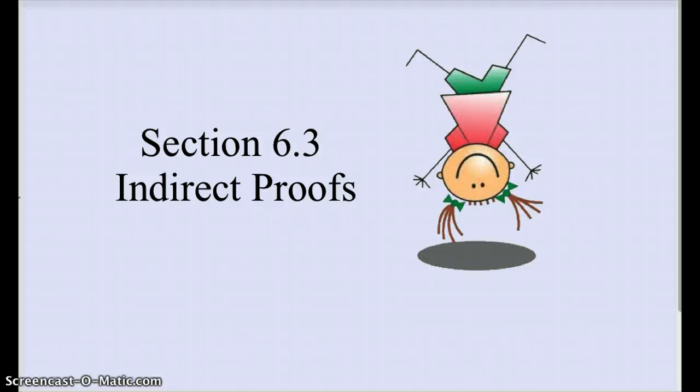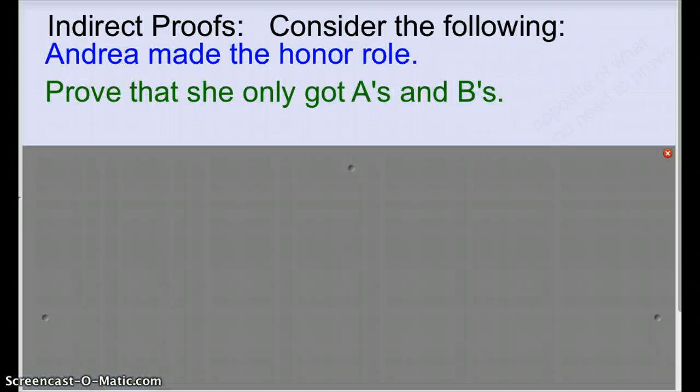Section 6.3, Indirect Proofs. Indirect proofs are written in paragraph form, line by line, with a specific set of steps. They're used specifically in geometry when we're working with inequalities. Consider the following problem. Andrea made the honor roll. Prove that she only gets A's and B's.